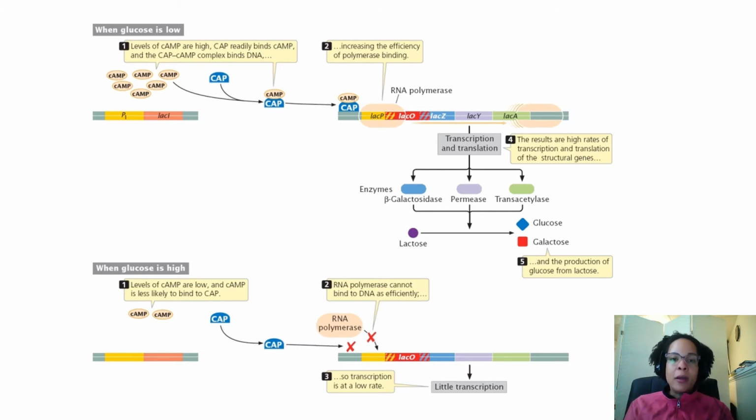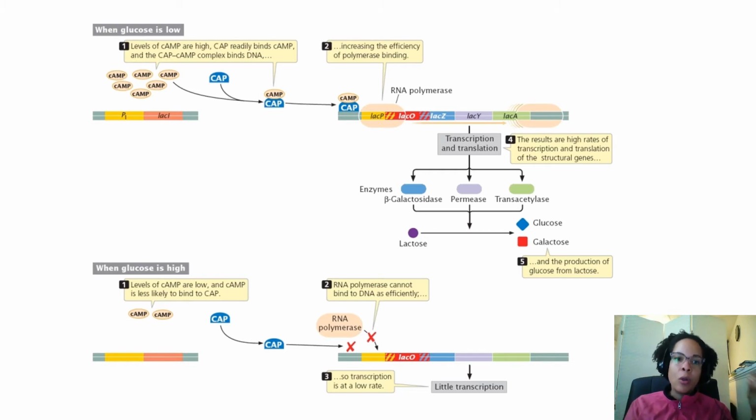But there are instances where the cell runs out of glucose. There's no more glucose around. The cell has absorbed all that it can from the environment. Okay, that's when those other pathways, those other operons for breaking down sugars becomes important.